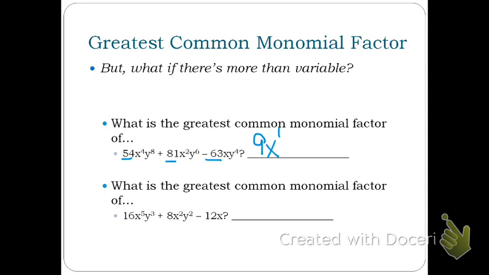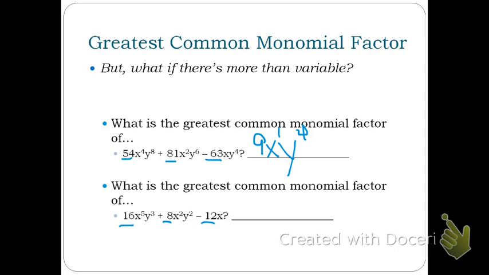And then notice that there's a y in every term. So y of, and then what's its smallest degree? Its smallest degree is 4. So the greatest common factor is 9x y to the 4th. Let's try another example. We have three terms. The coefficients of the three terms are 16, 8, and 12.